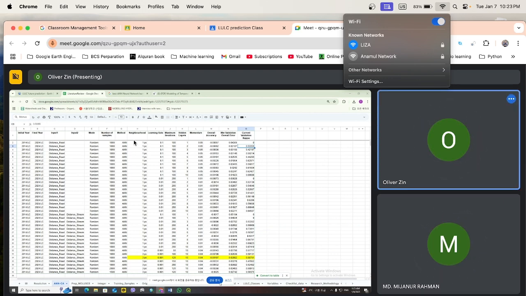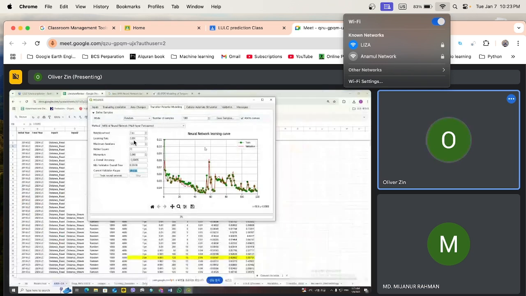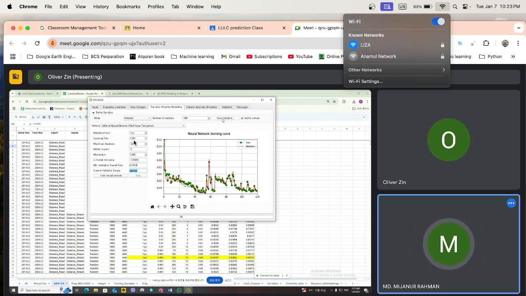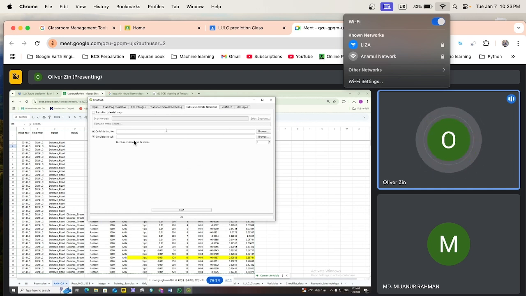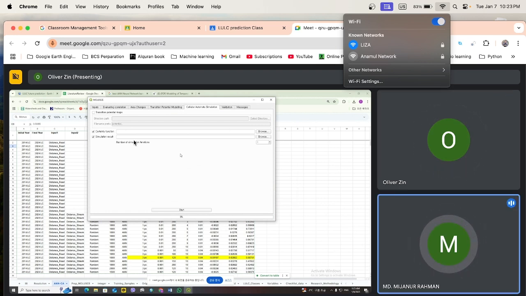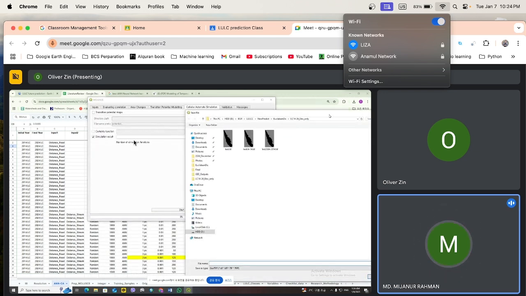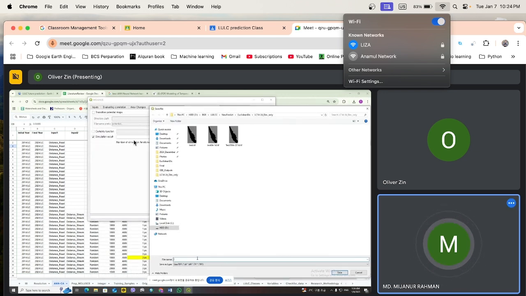Okay, sir. Then after this, I have to use the cellular automata simulation, right, sir? Yes. Before going there, do I need to save samples? If you want to save it, no problem. And then here, what do I have to do? In this case, simply uncheck the certainty function. It's not needed. Then simply click on browse and put the file name. You can put any file name.